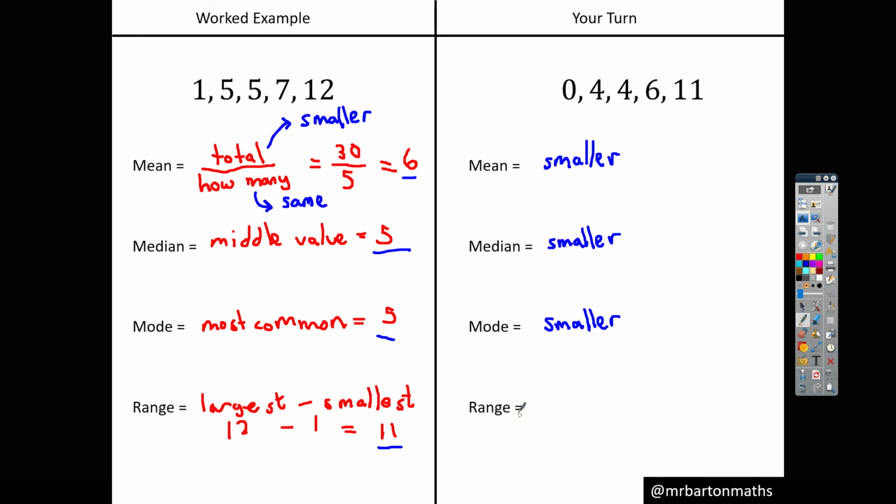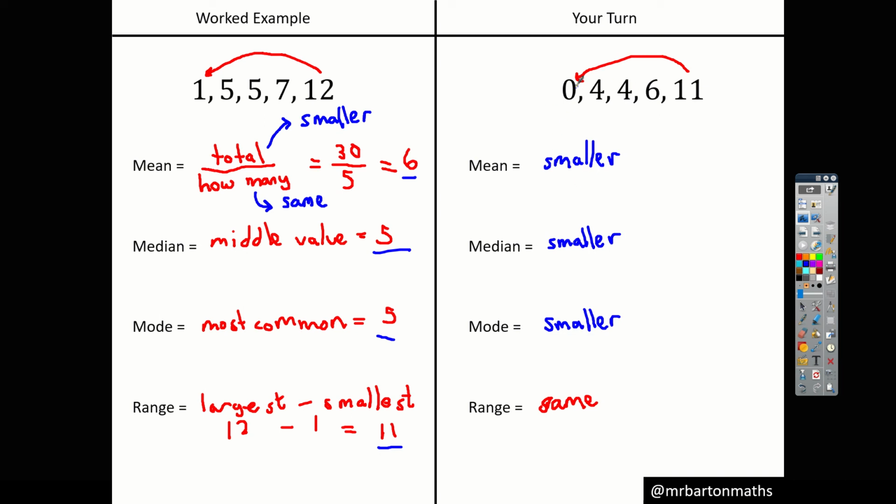And then finally for the range, this is slightly different because the difference between the largest and smallest over here was 11. But if both of these values are getting 1 smaller, then that's not going to affect the difference between them. The spread of the data is going to remain the same. So I'd expect that the range is going to remain the same over here. Same as before. And then finally, if I want to check my answers, all I've got to do is work these out.